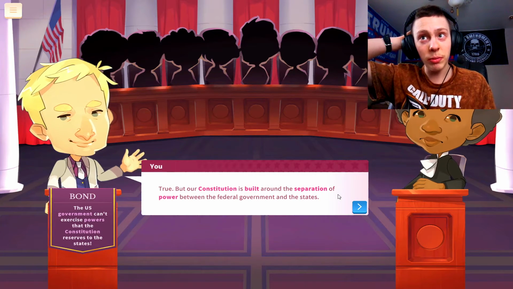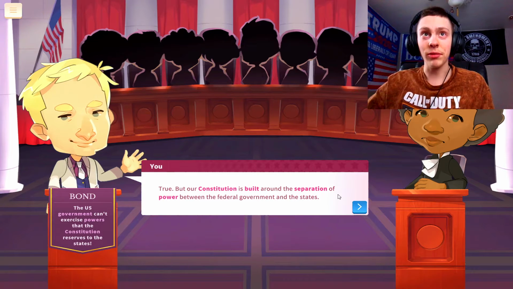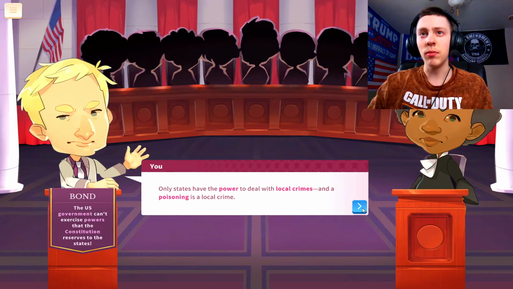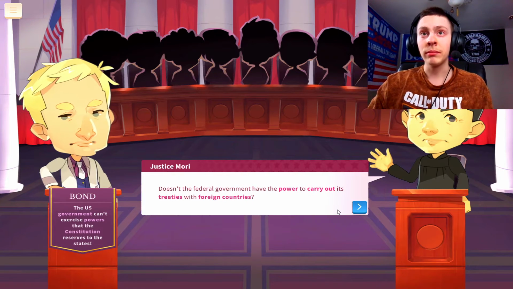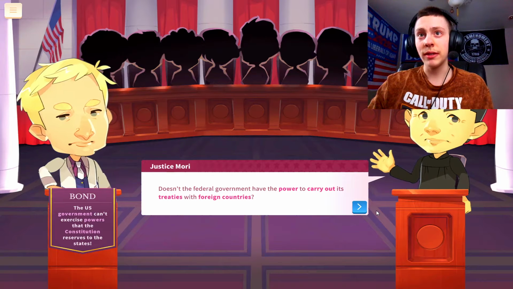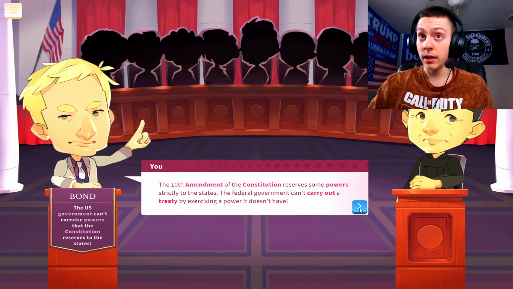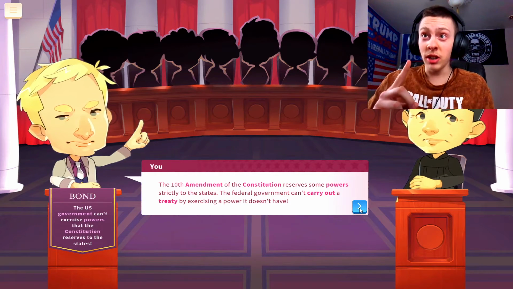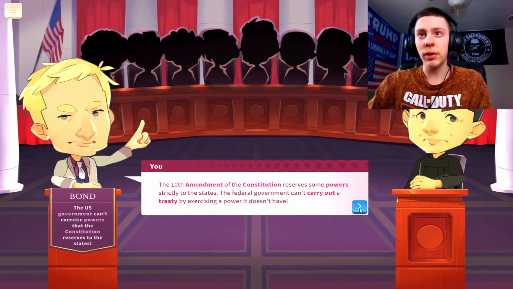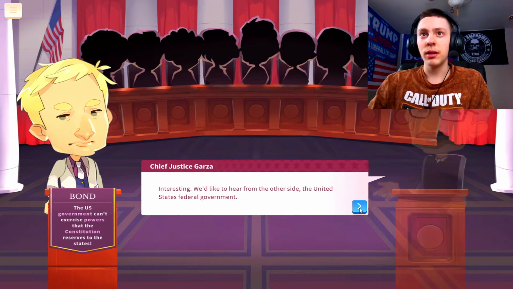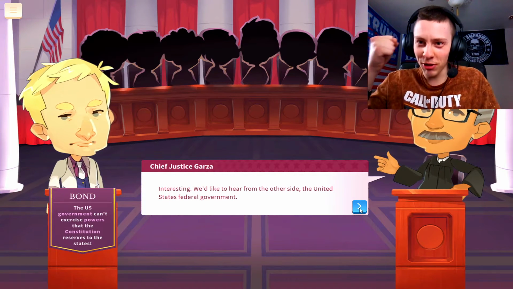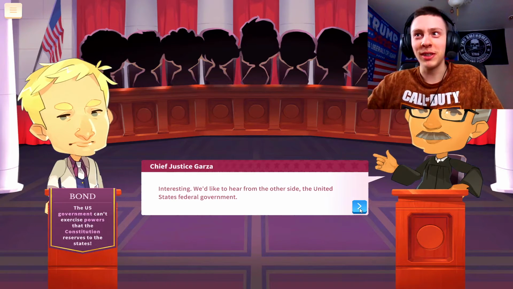True, but our Constitution is built around the separation of power between the federal government and the states. Yes! Only states have the power to deal with local crimes, and a poisoning is a local crime. Does the federal government have the power to carry out its treaties with foreign countries? The 10th Amendment of the Constitution reserves some powers strictly to the states. The federal government can't carry out a treaty by exercising a power it doesn't have. Interesting, we'd like to hear from the other side, the United States. The entire United States government versus this one guy.